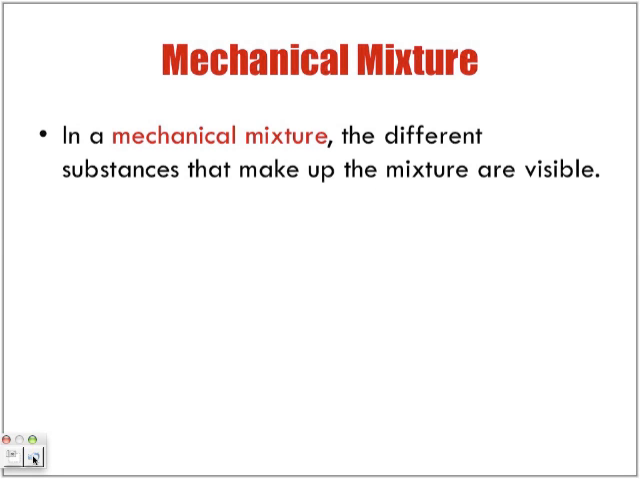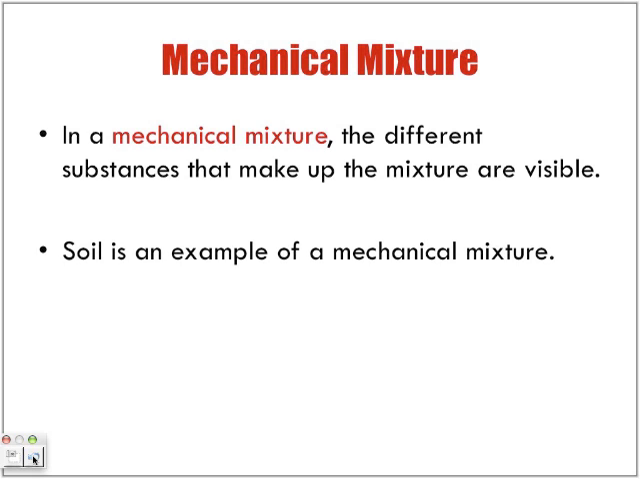Mechanical mixture, okay, the different substances that make up a mixture are visible. I mix two things together, I can see them distinctively. They do not dissolve in the other. These are considered mechanical mixtures. Soil, an example of mechanical mixture. Okay, because I could see all the different components that make up that bit of soil. Another thing would be if I was to try to dissolve sand into water. Sand will not dissolve in water. I will be able to see the sand collecting at the bottom of my beaker.